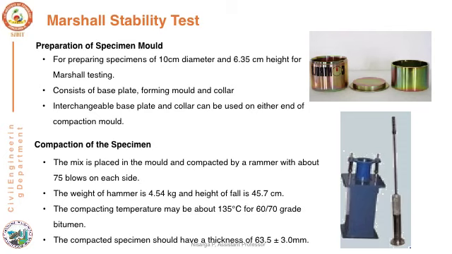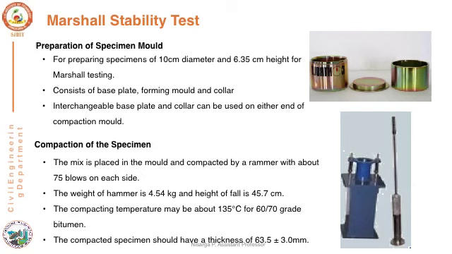For the compaction, the prepared mix is placed in the mould and compacted using the rammer with 75 blows on each side. First compact it on the upper side, then reverse the collar and compact it again for 75 blows. For the compaction, we generally use a hammer of 4.54 kg and a height of fall of 45.7 centimeter. While compacting the mix, ensure that the compaction temperature is 135 degrees centigrade for 60 to 70 grade bitumen.